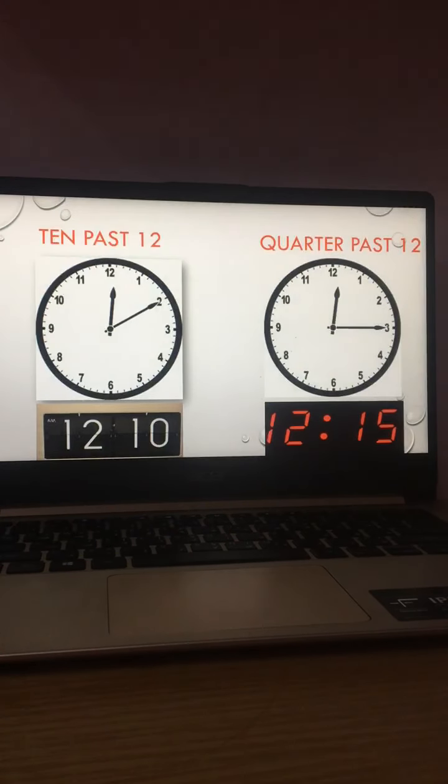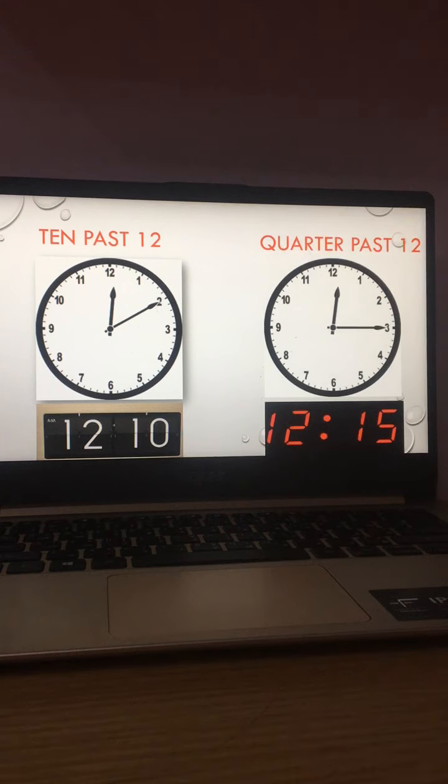Okay. I'm going to say quarter, because if you remember, when the minute hand points to 3, we say quarter. Okay, quarter past 12. We are still saying past. We are still using the word past because the minute hand is not yet on the 7. Once it reaches the 7, we start saying the word to, as I said.